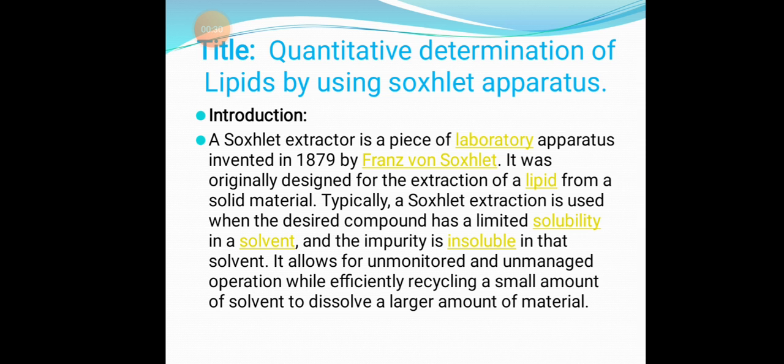A Soxhlet extractor is a piece of laboratory apparatus invented in 1879 by Franz von Soxhlet. It was originally designed for the extraction of lipid from a solid material. Typically, a Soxhlet extraction is used when the desired compound has a limited solubility in a solvent and the impurity is insoluble in that solvent. It allows for unmonitored and unmanaged operation while efficiently recycling a small amount of solvent to dissolve a larger amount of material.